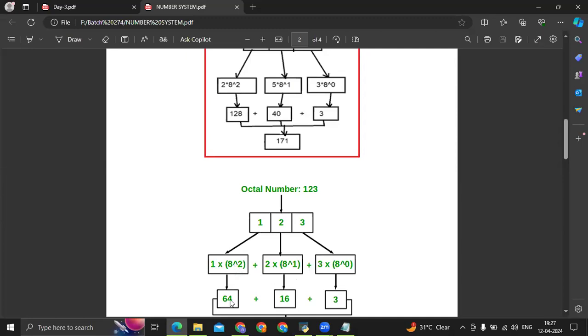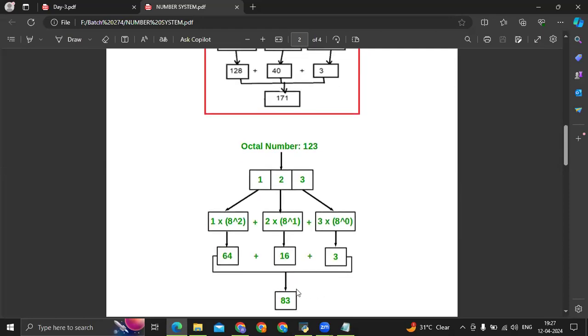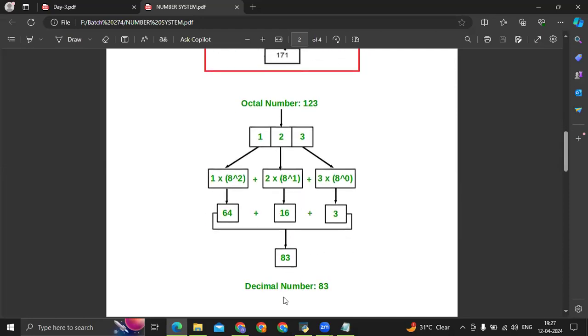So it is 64. 8 8s are 64. 1 into 64 is 64. 8 raised to the power 1 means 8, and 2 8s are 16. 3 into 1 is 3. So what will we get? 83. The decimal number is 83.